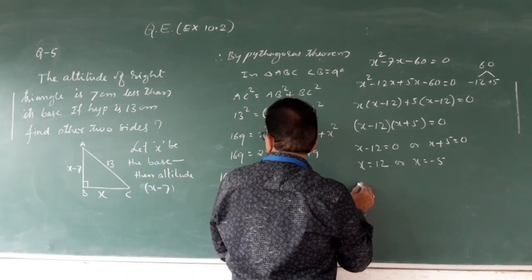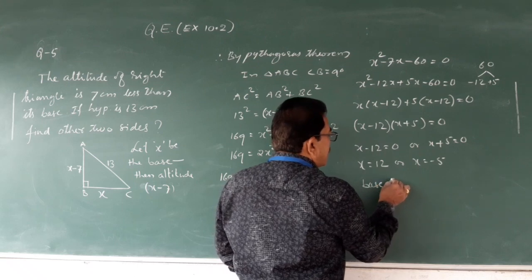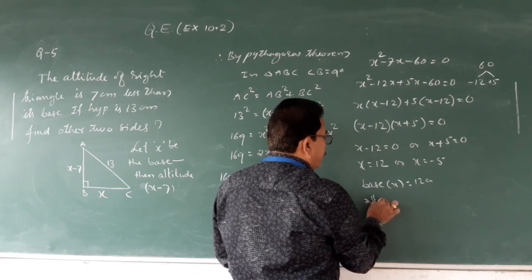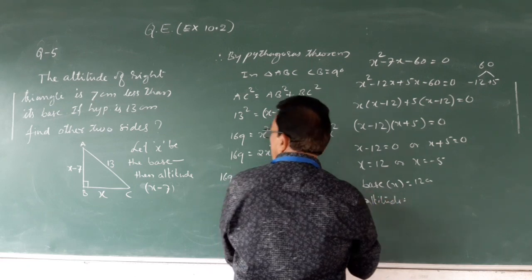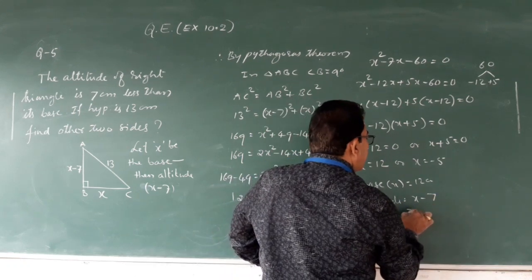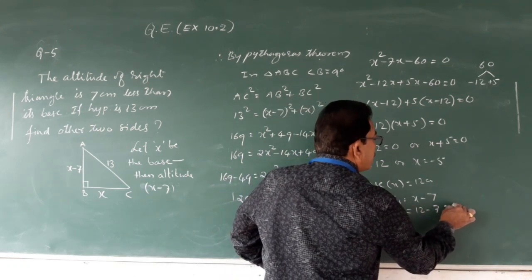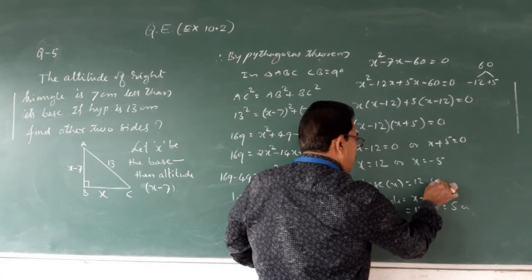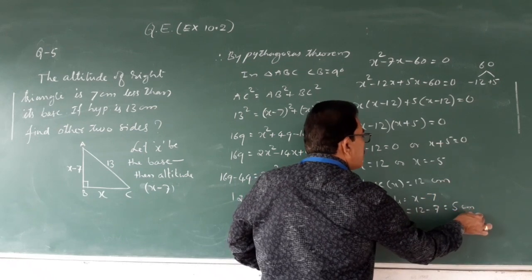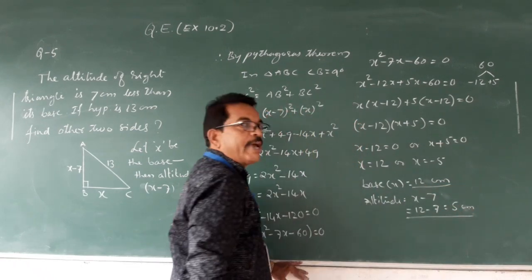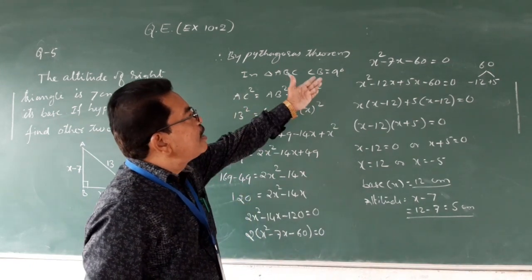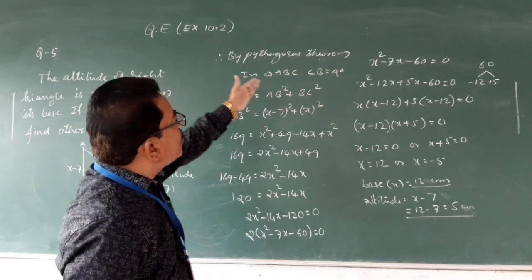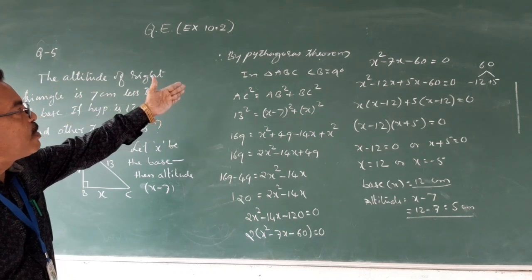So x, what we have considered as the base, is 12 centimeter. Then the altitude is x minus 7, that is 12 minus 7, that is 5 centimeter. So 12 centimeter and 5 centimeters are the required dimensions. So see the procedure by which I have solved this one. Then you try to understand the procedure, in what way we have solved.